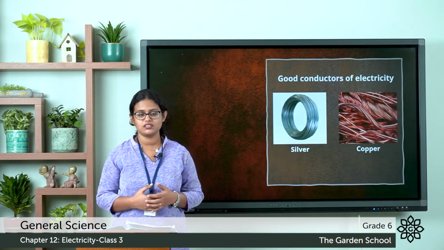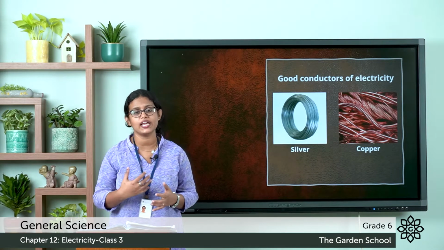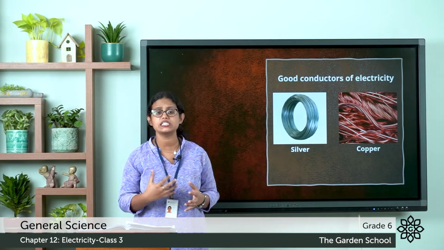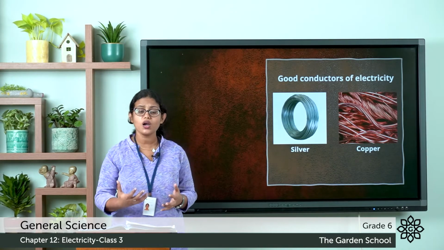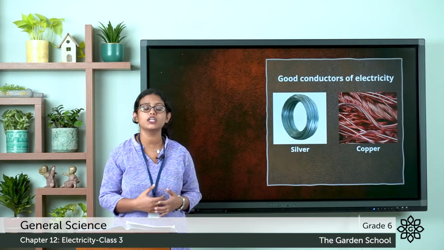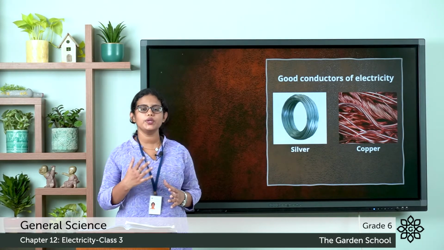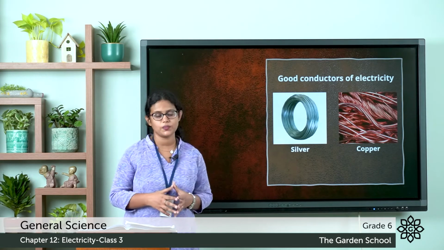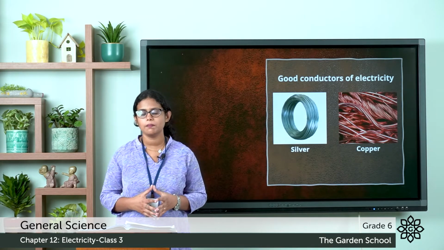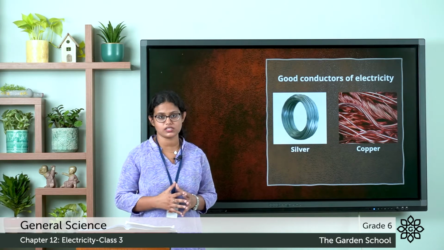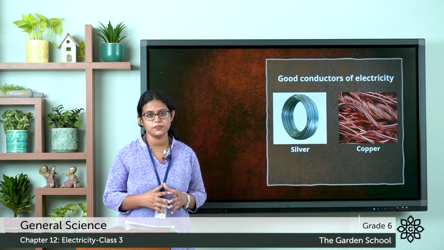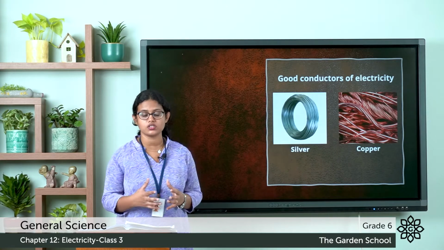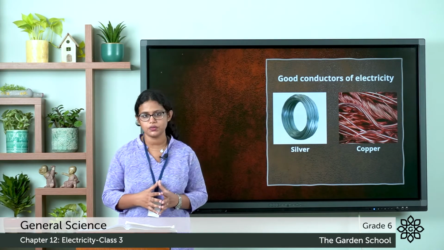All metals are good conductors of electricity. You can see silver, copper, all these are metals. Do you know which is the best conductor of electricity? That is silver. Silver is the best conductor of all metals, but it is very costly. And copper is also a good conductor of electricity, which is much cheaper.